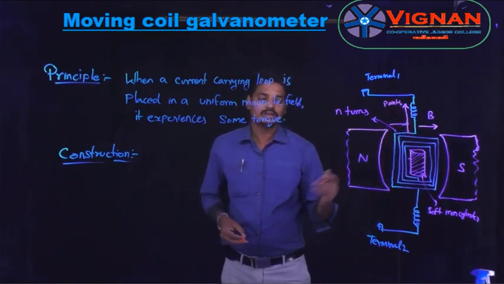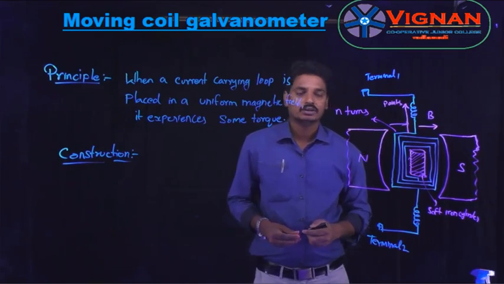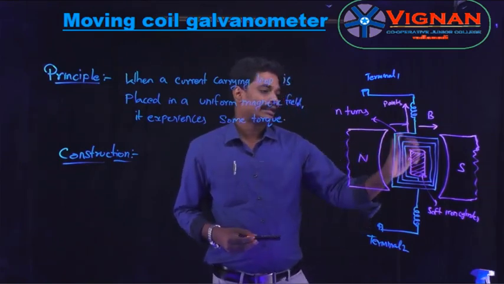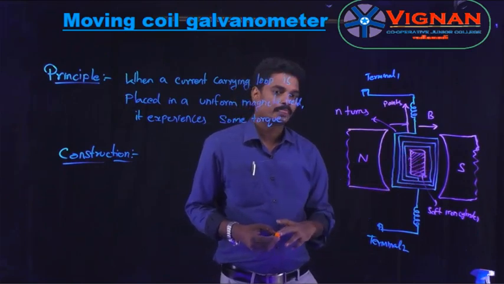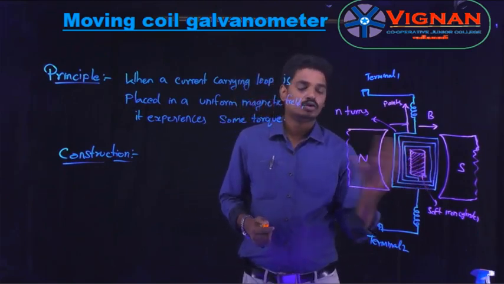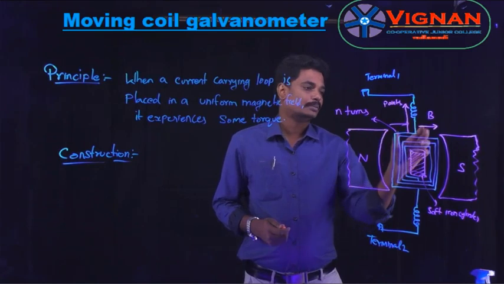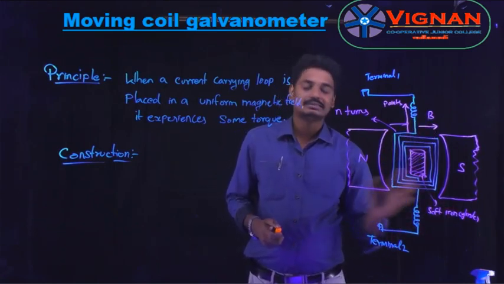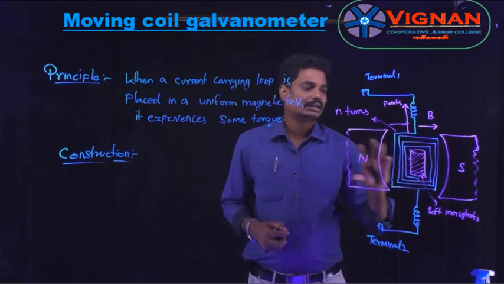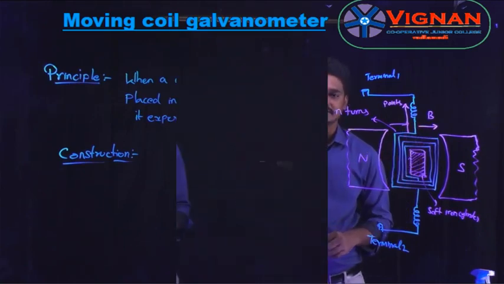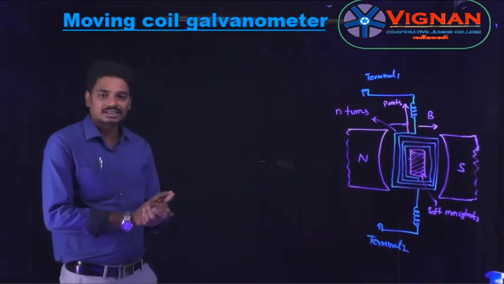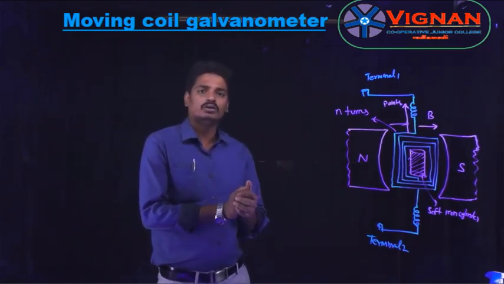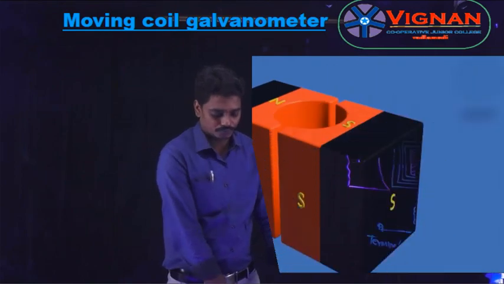So you can observe the basic construction of the moving coil galvanometer, which has a rectangular loop in between two permanent magnets, which has a magnetic field induction, and inside this rectangular loop a soft iron cylinder is placed such that a radial magnetic field is generated. So for better understanding of this construction, let us see some video in three-dimensional view.